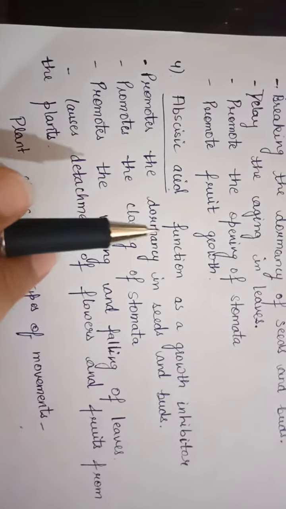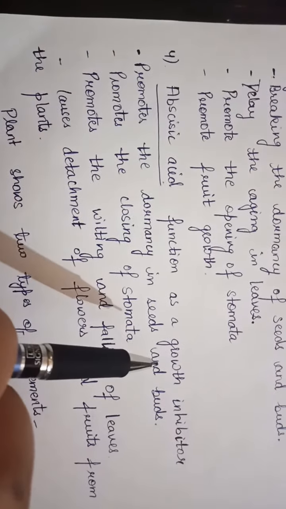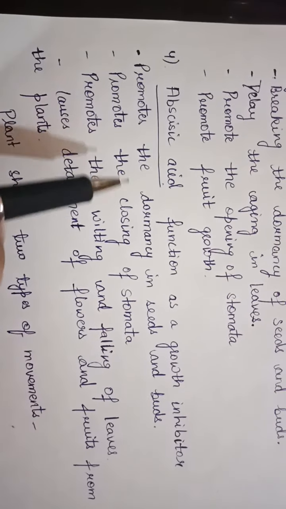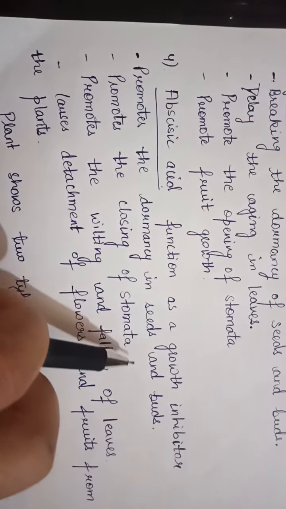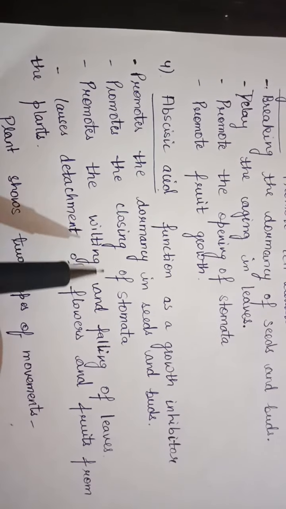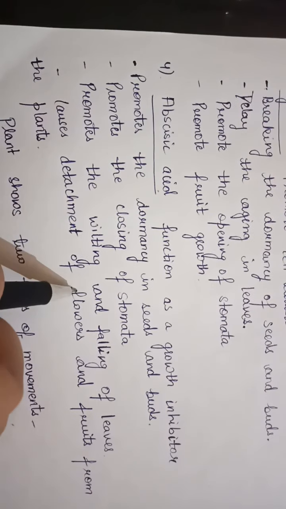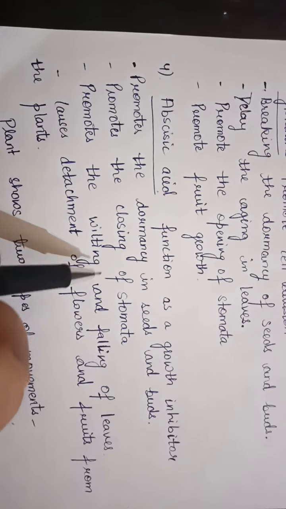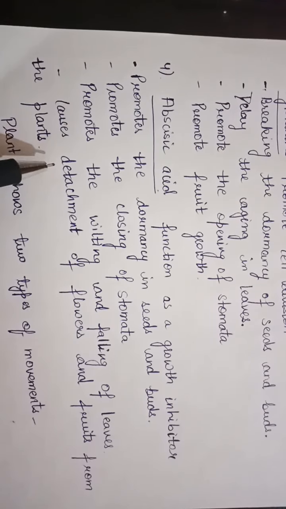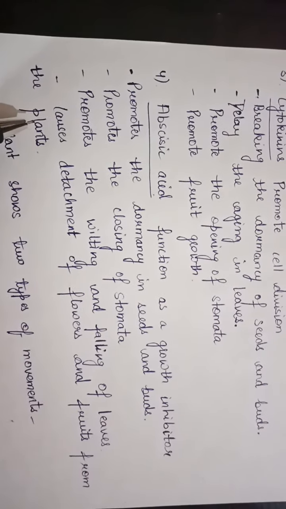And the next is abscisic acid. The S is silent here. It functions as a growth inhibitor, promotes the dormancy in seeds and buds, promotes the closing of stomata, promotes the wilting and falling of leaves, and causes detachment of flowers and fruits from the plants.